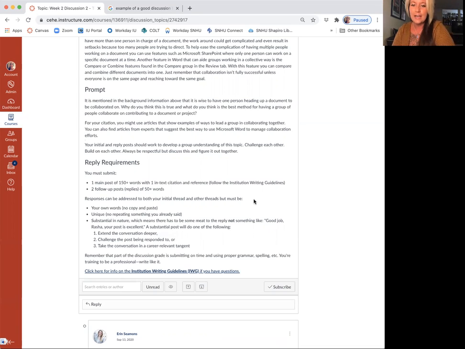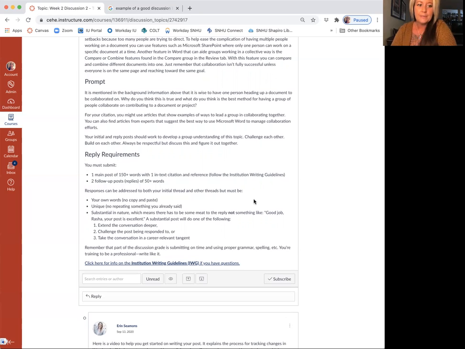Do you think it's wise to have only one person heading up a document? Maybe it's circumstance related. Maybe in one instance it could be better to have just one person because there are too many people in the kitchen. Or maybe you're doing something more creative where everybody has their own ideas and they can all really benefit. So think about those two perspectives when you talk about this. For your citation, you might use articles that show examples of ways to lead a group and collaborate together.